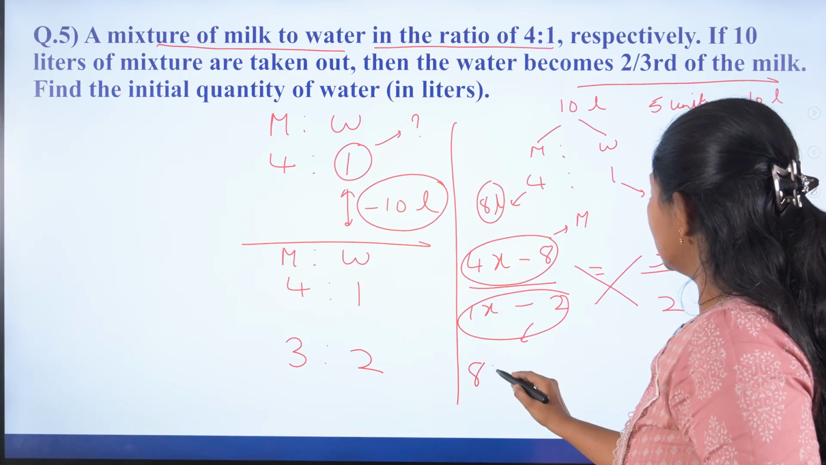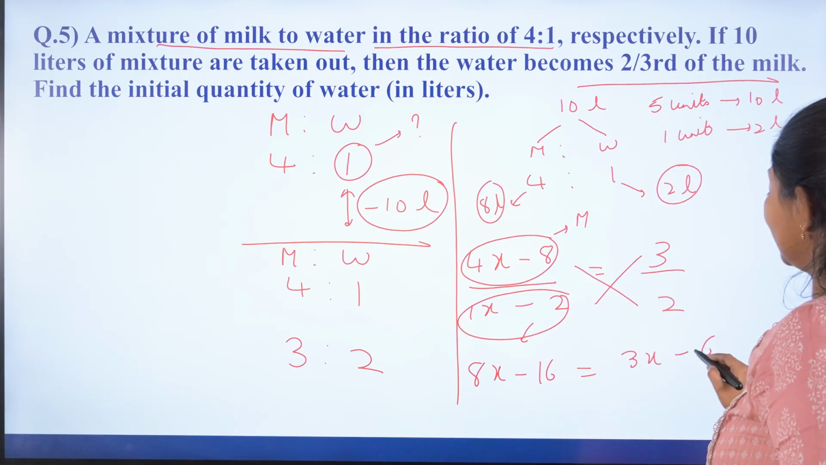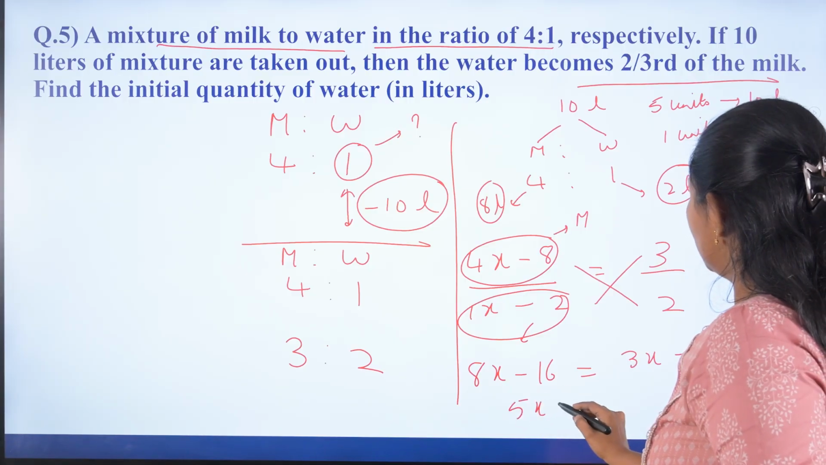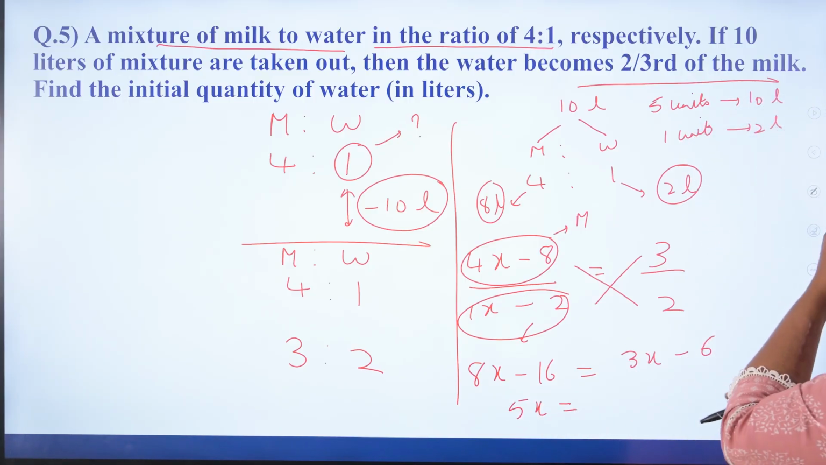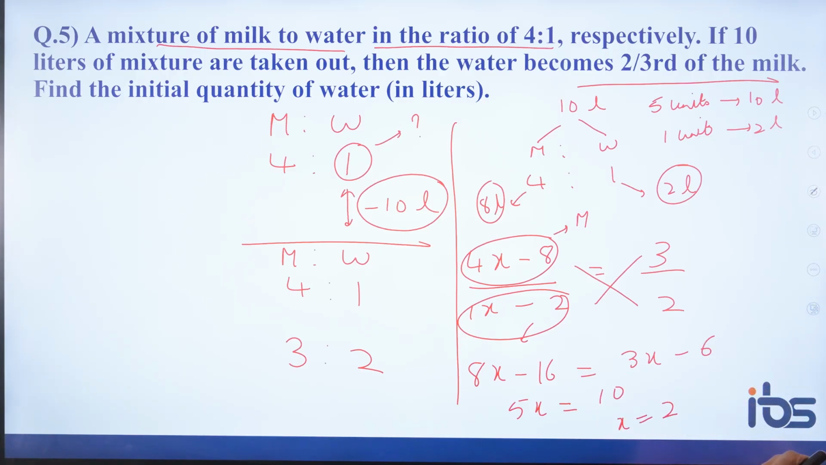So 8x minus 16 is equal to 3x minus 6. So 5x is equal to, so 16 minus 6, 10. So x is equal to 2. So how much are they asking? Find the initial quantity of water.